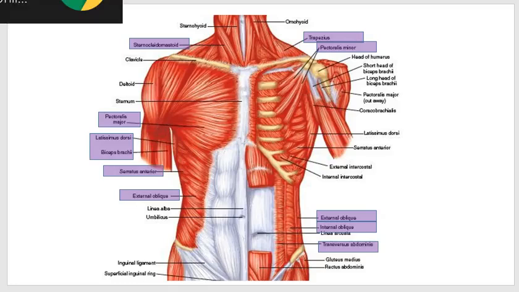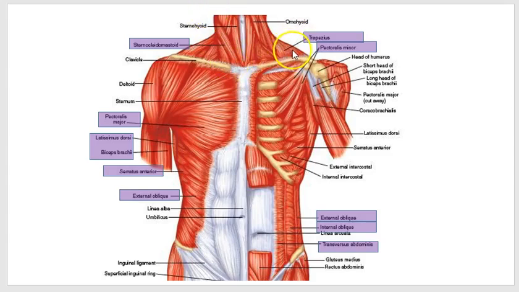Alright, so today we are going to go over some of the musculature of the trunk. Looking at this figure, some of the muscles you can see. Again, here's your sternocleidomastoid on that sternum and clavicle going up to the mastoid process.